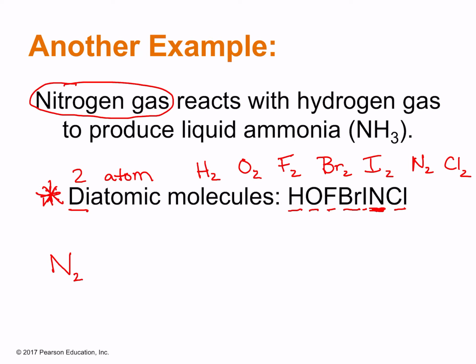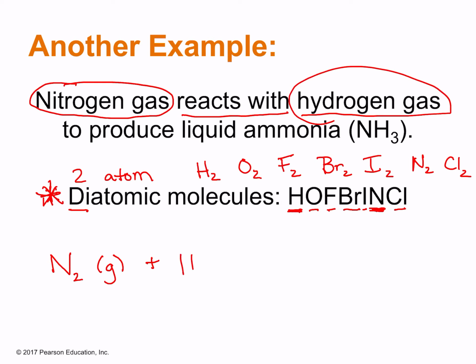Okay, so it says nitrogen gas, so we'll put a G, reacts with, so that tells us plus hydrogen gas. For hydrogen gas, we try and see, is it a diatomic? Because it's hydrogen by itself, it's not bonded to anything. Hydrogen is in Hofbrinkel, so it is a diatomic. It needs a 2 after it whenever it's by itself. So hydrogen gas, and then it says to produce, that's going to tell us to write an arrow. And then it says liquid ammonia. So we've got NH3. Ammonia is the common name for nitrogen trihydride, and it said it is a liquid, so we'll put an L there.